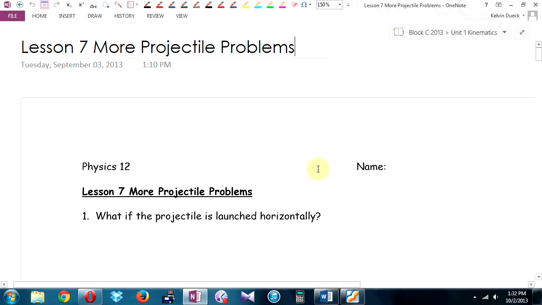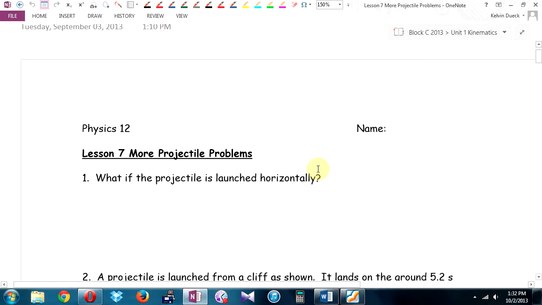So lesson 7, I gave this the clever name, hey, more projectile problems. Weird stuff. Although I started out with something that we already did, but I felt was worth repeating. Just a reminder, what if we launch horizontally?